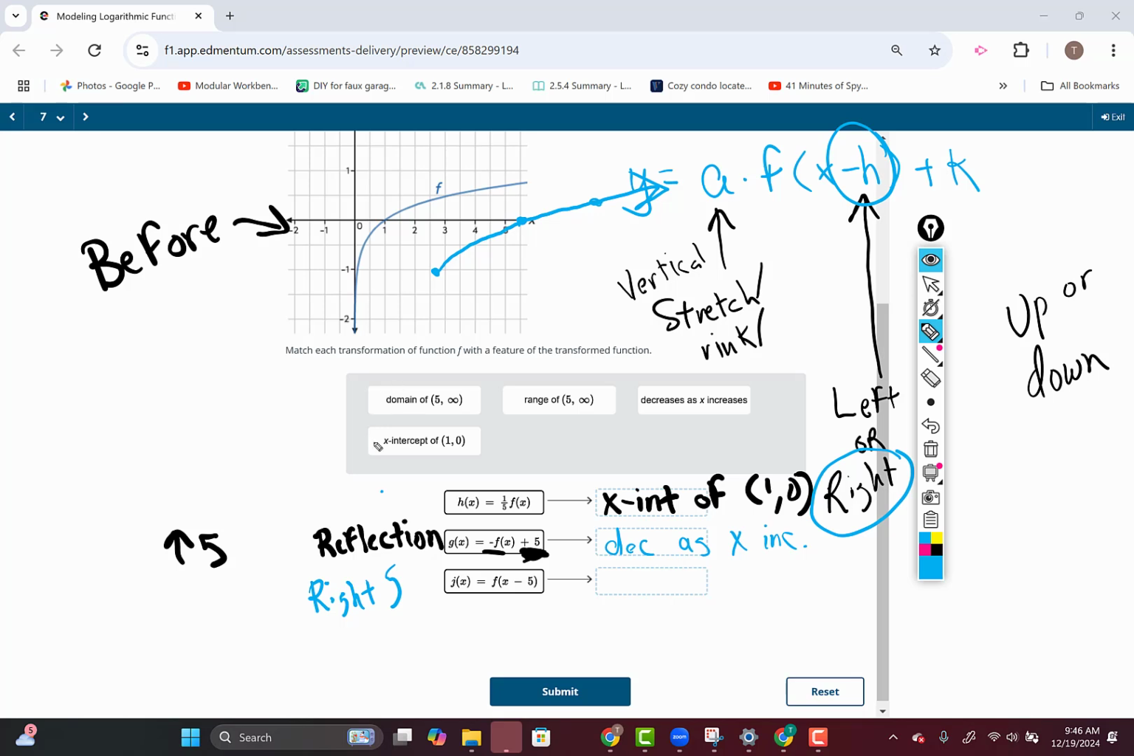So we know it's not this one. It's already been used. This one's already been used. So it's either the range or the domain. Well, I'm going to focus on the domain because domain goes left and right, and we just shifted this thing to the right.